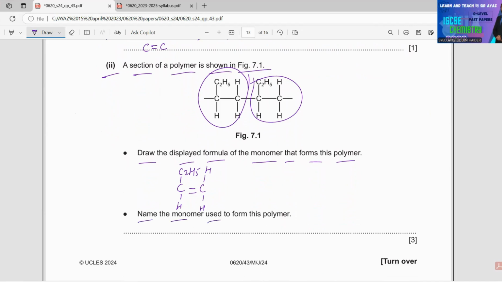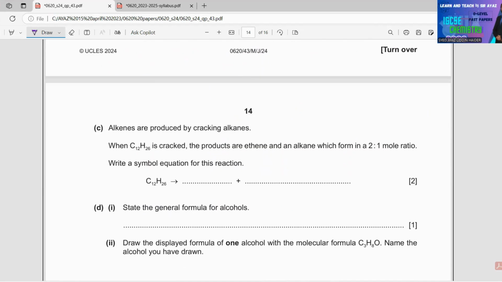Name the monomer used to form this polymer. Now, what will be the name of this monomer? Here we have carbon-carbon double bond, and there are 4 carbon atoms, and the carbon-carbon double bond is on carbon number 1. You have to start counting from this, 1, 2, 3, 4. So it must be but. So you will write but-1-ene. So this will be the name of this monomer.